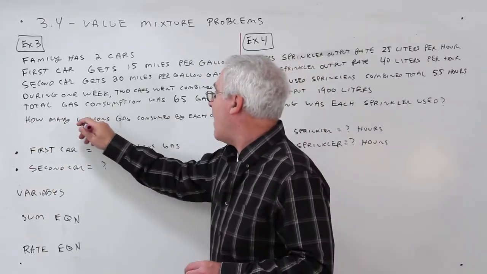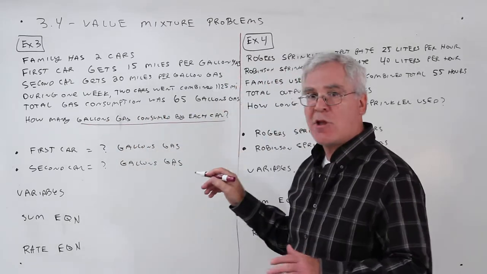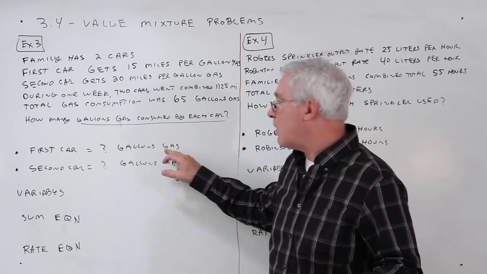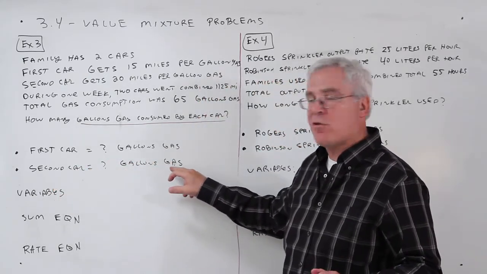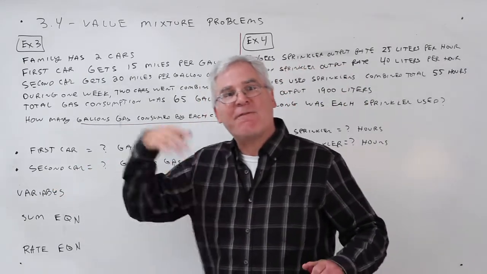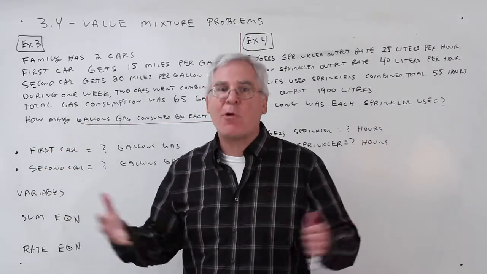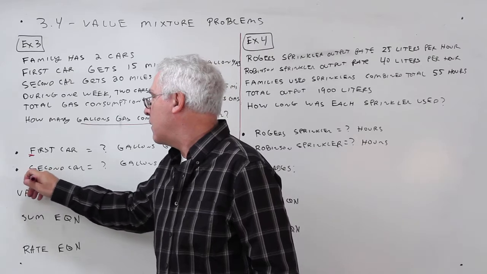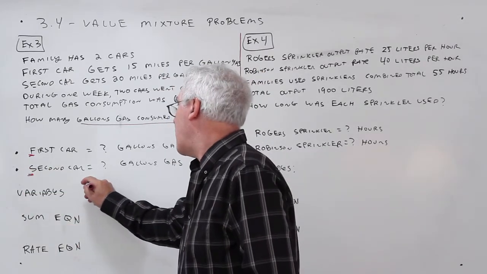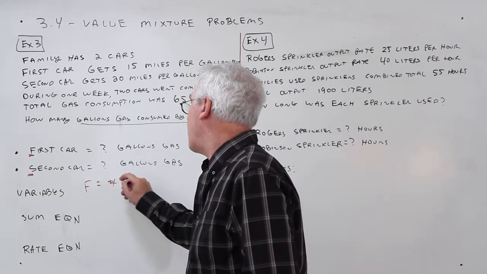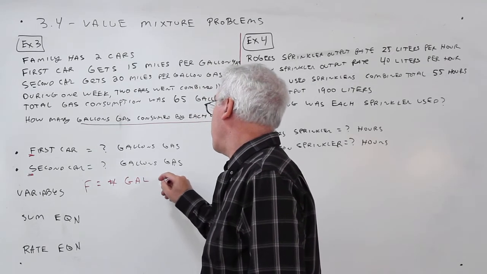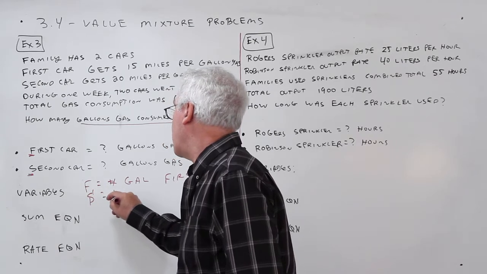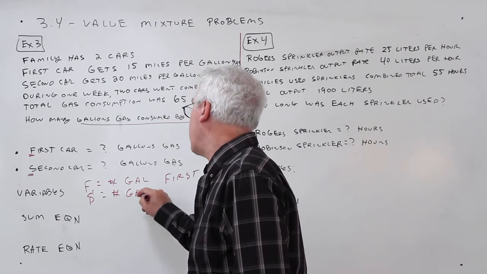So, gallons of gas consumed by each car. So I like to write down first car equals how many gallons of gas. Second car equals question mark gallons of gas. That'll help me define the variables and get that sum equation with the units. Variables. Let's use F and S. So F equals number of gallons for the first car, and S equals number of gallons for the second car.